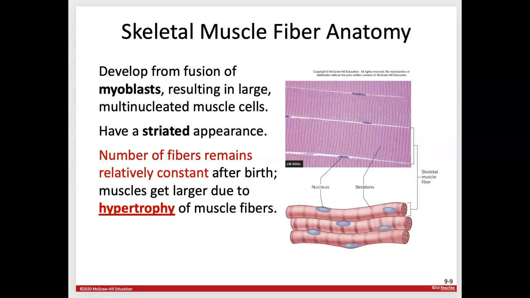And those striations, or stripes, that appear on the muscle surface have to do with the anatomy of the skeletal muscle itself. The number of fibers remains pretty constant after birth, but muscles do get larger, and they refer to that as hypertrophy of the muscle fibers, because they become larger and more developed through use.